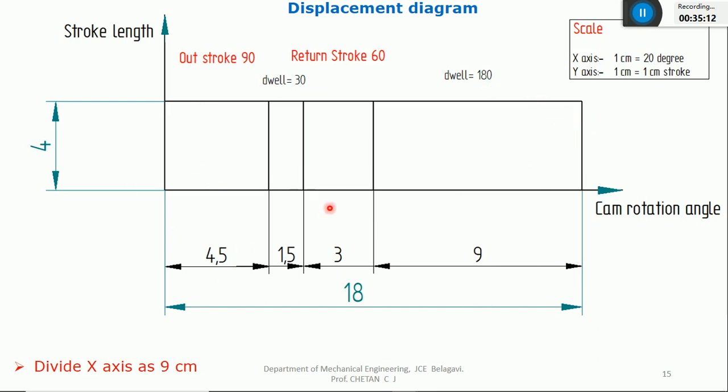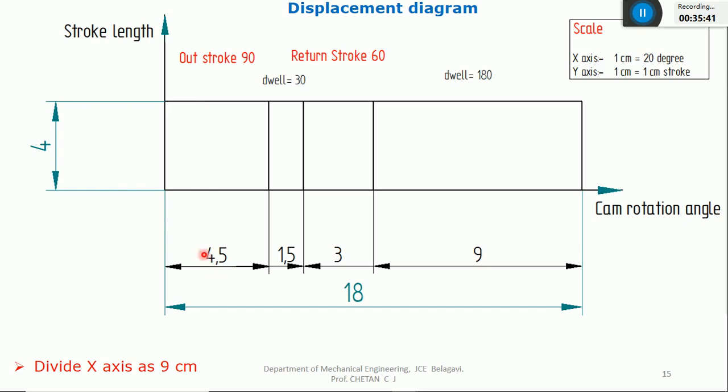After indicating the outstroke angle, first dwell angle, return stroke angle, and this second dwell angle, what I will do, I'll divide this outstroke angle into 6 equal parts. You can take any number of equal parts, but to get the exact cam profile, approximately, very near to the cam profile, you have to take 6 equal parts. If you have more time, you can take 8 equal parts also.